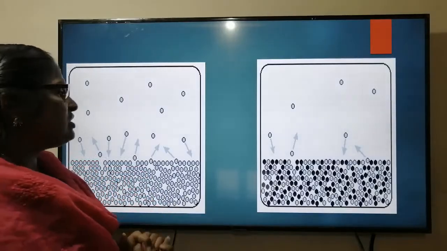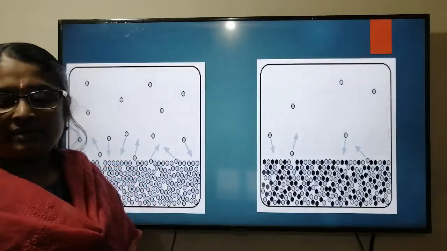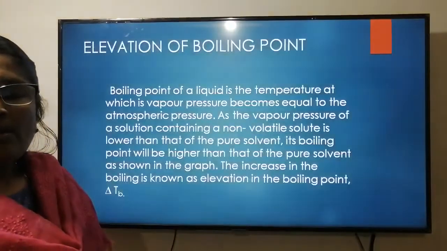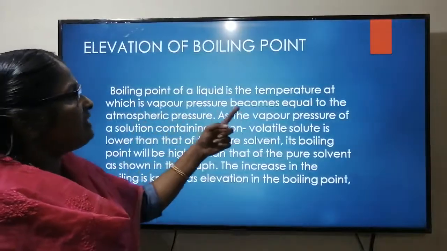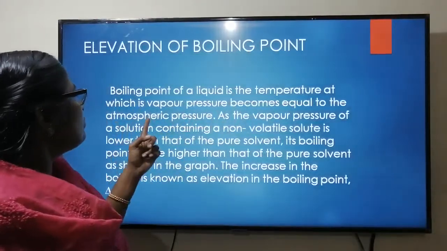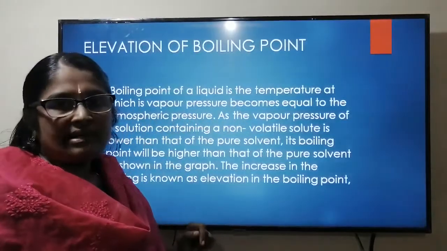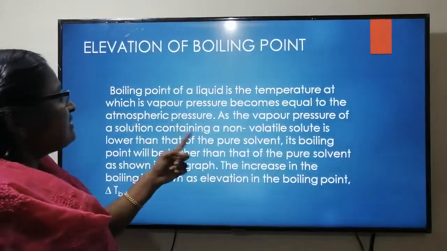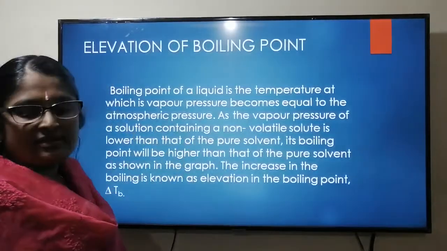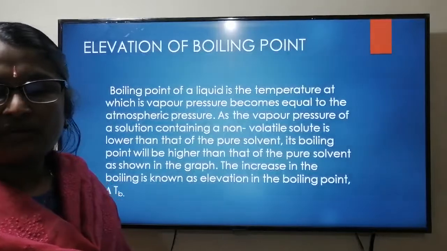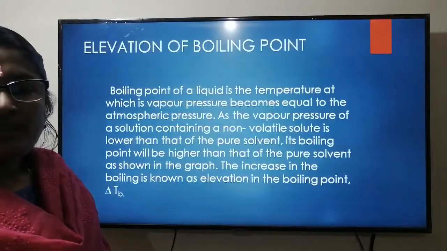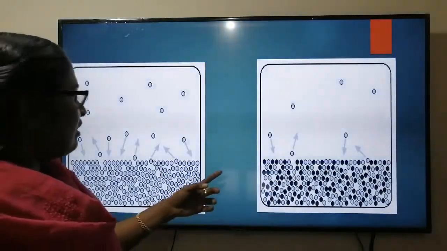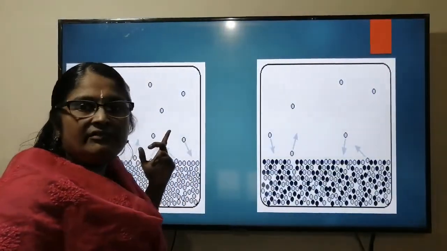The boiling point of a liquid is the temperature at which the vapor pressure of the liquid becomes equal to the atmospheric pressure. Now we take the case of a solution containing a non-volatile solute. You can see that in the case of, suppose, a pure solvent, the vapor pressure is high.